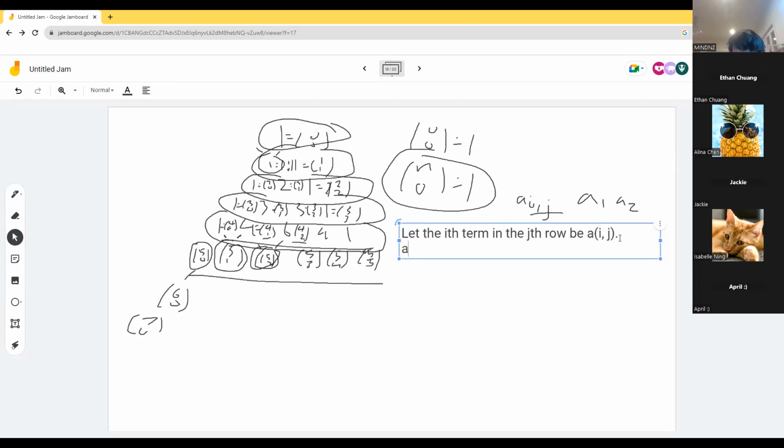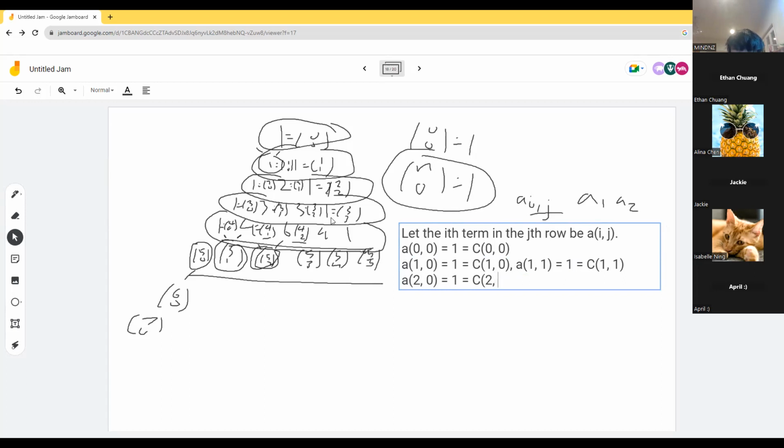Okay, and we know that a_00 is equal to 1, which is equal to 0 choose 0. Also, based on our investigation, we know that a_10 is equal to 1, which is equal to 1 choose 0, and a_11 is equal to 1, which is equal to 1 choose 1. We can keep going. The 0th term in the second row is equal to 1, which is equal to 2 choose 0, and so on.